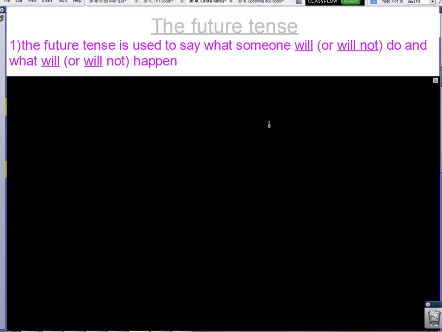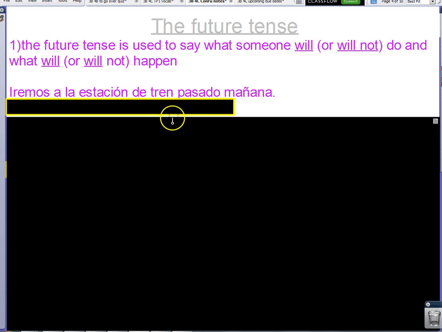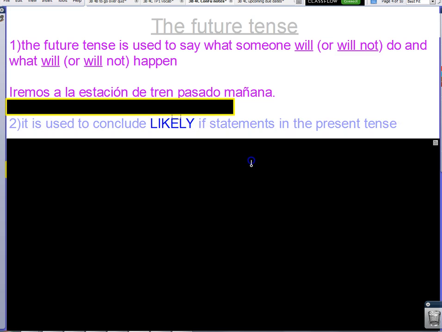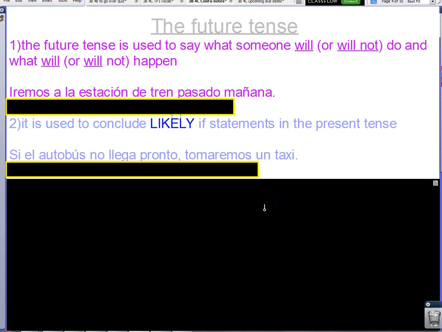As you know, the future is used to say what someone will or will not do and what will or will not happen. So that means you can translate this sentence. We haven't discussed this, but it makes sense. It is used to conclude likely if statements in the present tense, like this. So go ahead and translate that sentence.